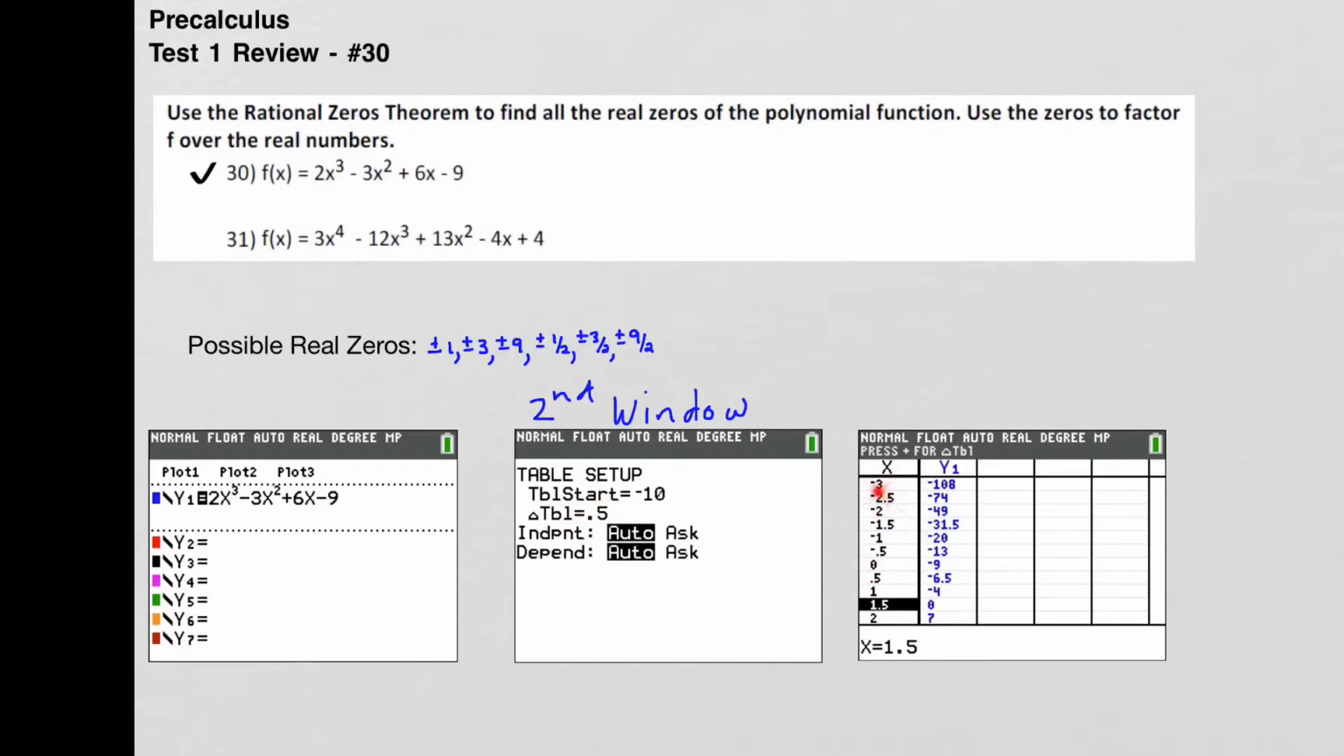So I set that up. I started at -10, because our smallest possible rational zero is -9, and when I went through the list, I just found one zero, and that's at 1.5, which is of course positive 3/2. So that's the only rational zero I have for this function, because I looked through, I went all the way up to +9, which is the largest possible rational value. So we've got one rational zero, and that's at 3/2 or 1.5.